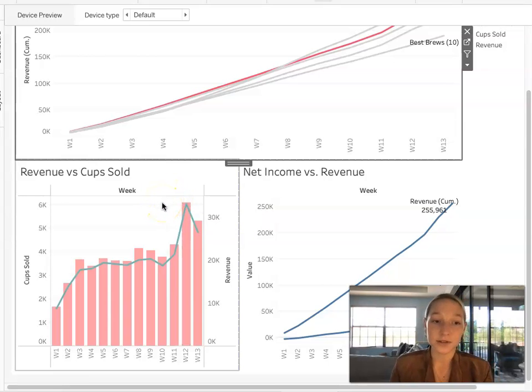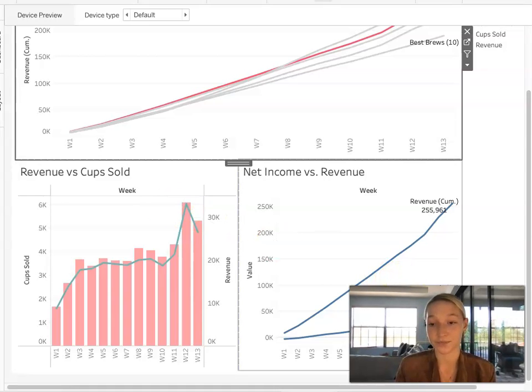This visual tells the story of how each week was different for the Coffee Club and how weekly changes affected the company. Also, it shows the very close relationship between the cups sold and the revenue.